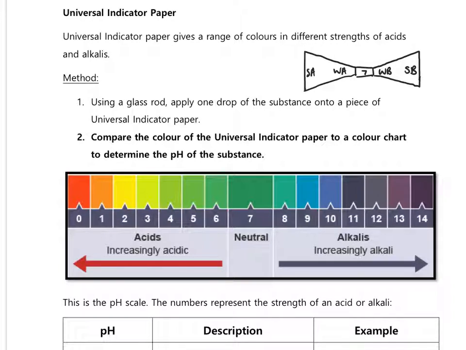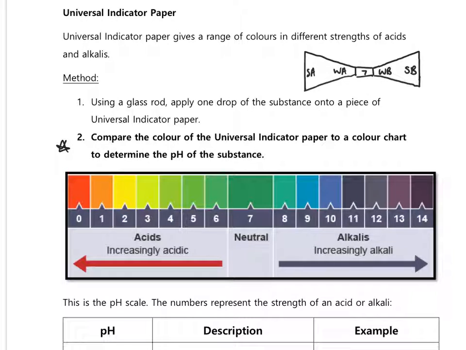This second point is in bold because people often forget it, but it's essentially the most important part of the process. So you say that using a glass rod, you dip that into your solution and you apply 1 drop to your piece of universal indicator paper. And then this second step is the most important step. You then have to take your universal indicator paper and compare it to the colour chart to determine your pH.